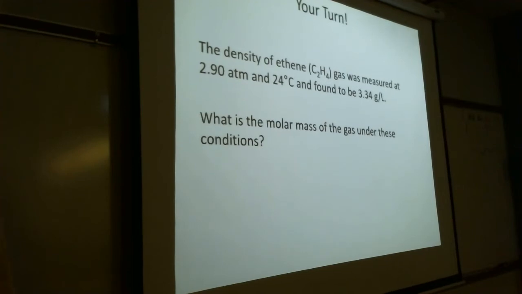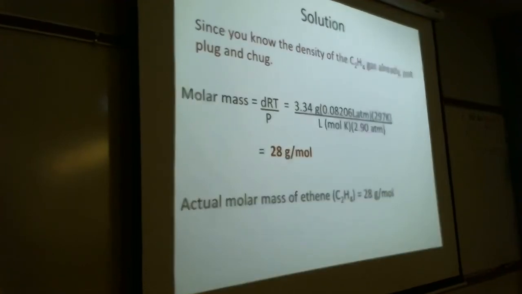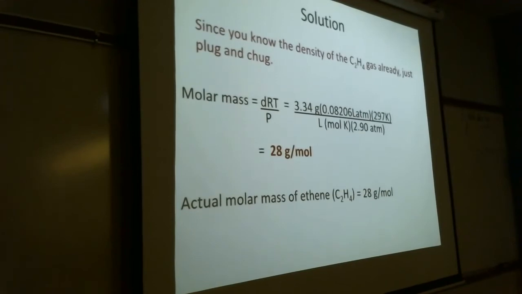So, is this calculation a complicated one? No, this one's easy, right? Because I gave you the density. So all I do is plug it in, dRT over P. 28 grams per mole, which is the actual molar mass. So, good job.